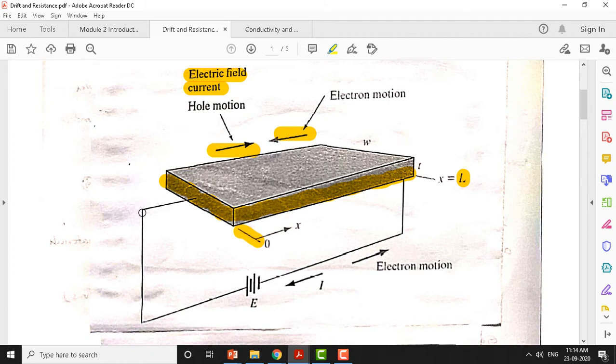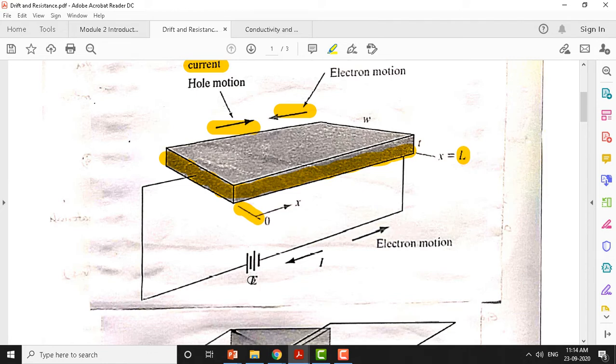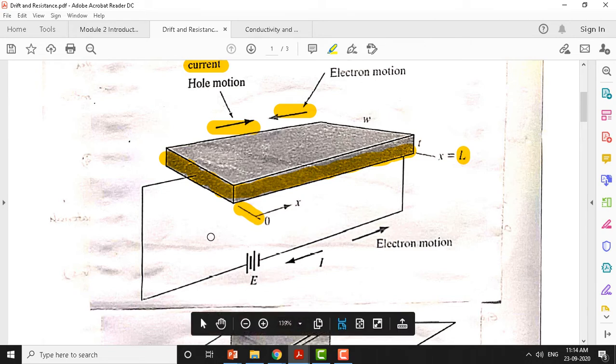Here the applied potential is nothing but E. Don't get confused with electric field. Only in this topic, in the textbook, it is shown as E for the electric potential. Otherwise, you can also label this as V for your information. This is electric potential, not electric field. The current flowing here is nothing but I. Look at the direction of current flow. Current flow is opposite to the electron movement.